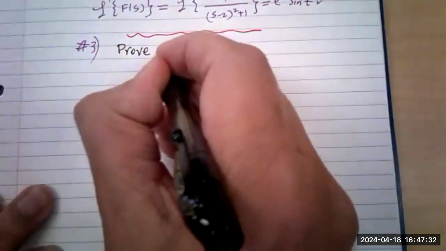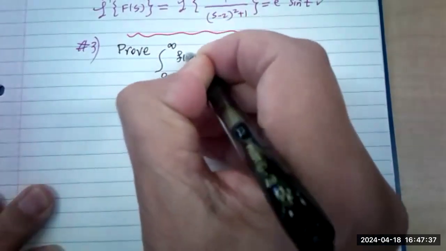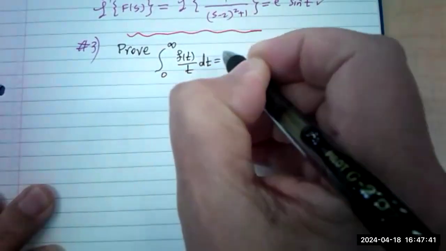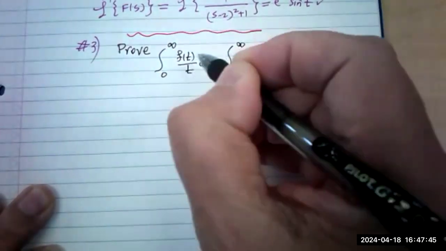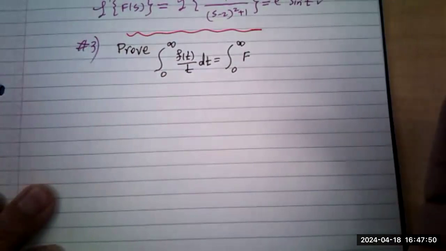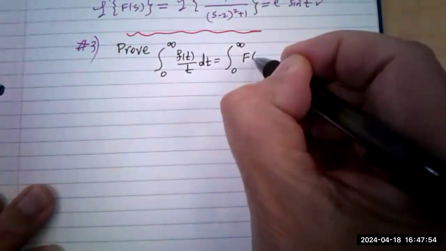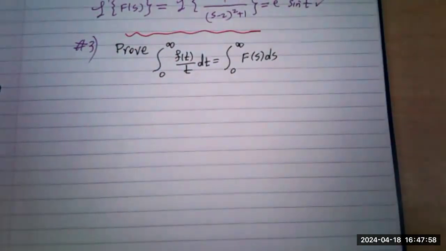So I want to prove that the integral from 0 to infinity of f of t over t dt is simply equal to the integral from 0 to infinity of, you see, I write f of u over here, it doesn't matter, f of s, f of t. Since eventually you have to find the Laplace transform, I call it f of s ds. It's a name. We can call it f of z dz. As long as the variable and the differential are the same, you are fine.